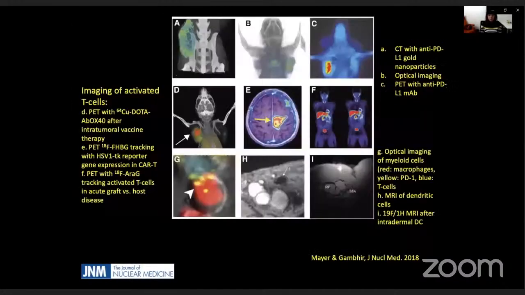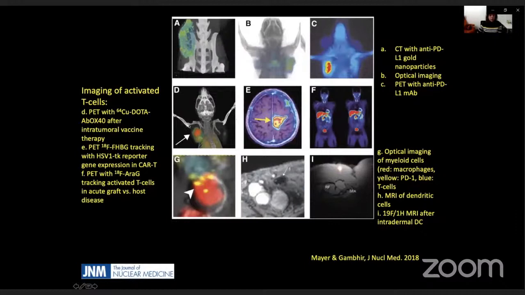Now, some examples. These examples are from this interesting review paper from Gambhir et al. On the upper row, you see PD-L1 imaging. This is a CT image in a mouse with an anti-PD-L1 gold nanoparticle, which shows the enhanced PD-L1 receptors in the tumor, which is very large. Here you see optical imaging, again with PD-L1. On the right side, this is a PET image with an anti-PD-L1 antibody. The advantage of PET is the very high contrast, as you can see here.